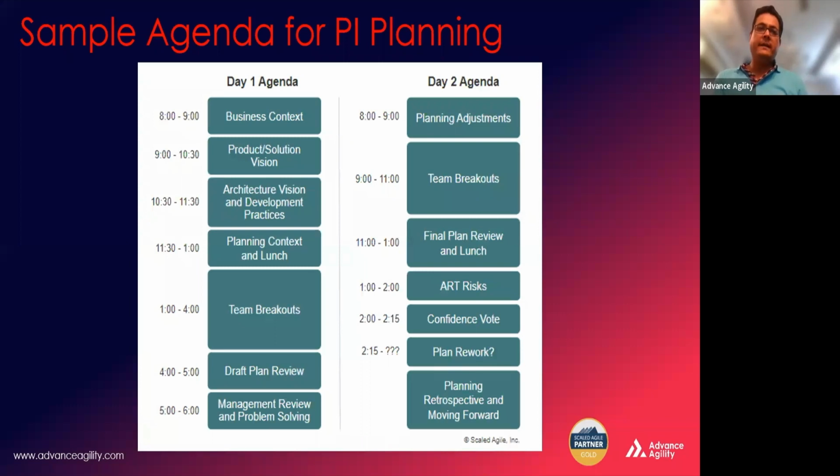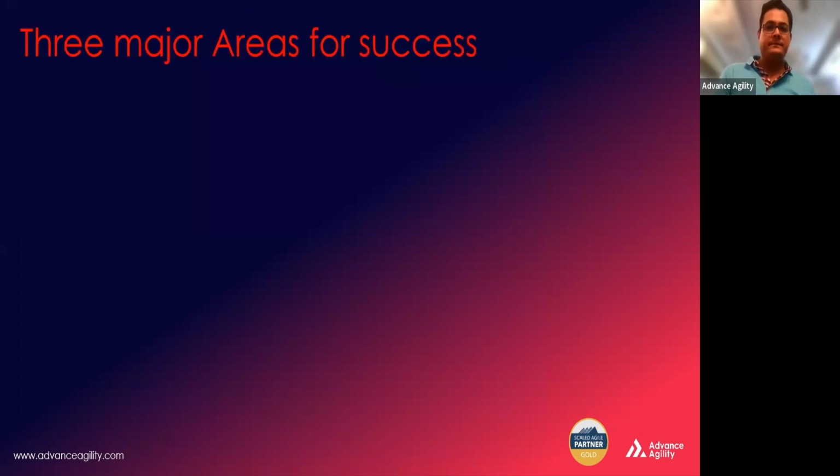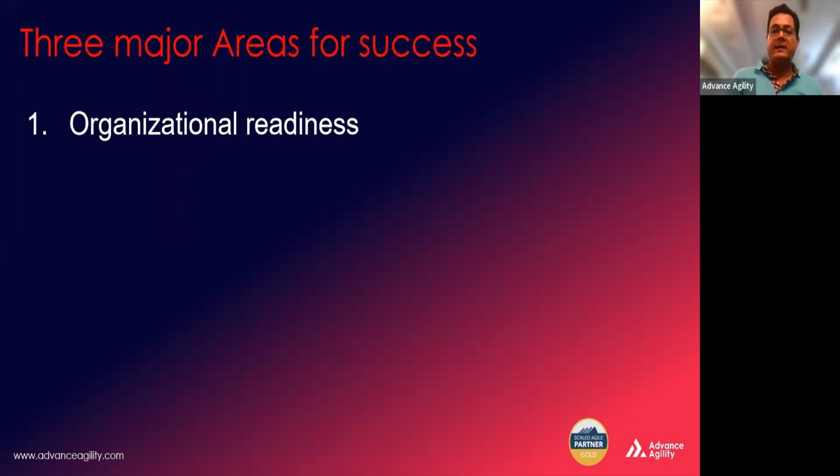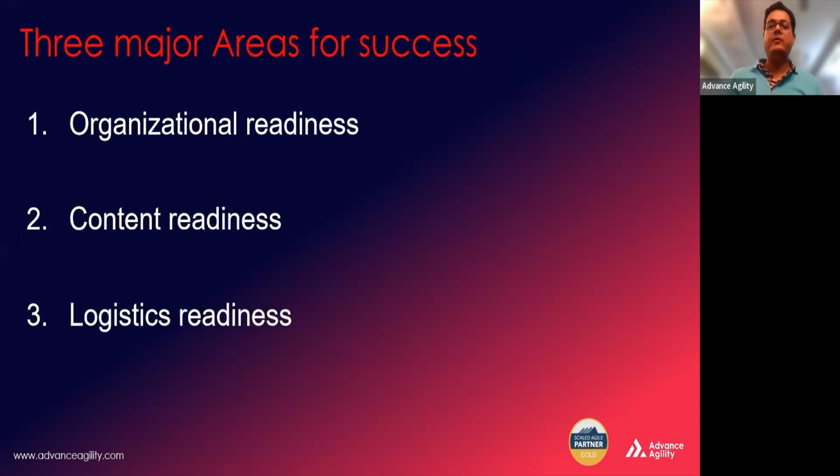Now, this is very important to understand, what's happening during PI planning, so that you can also understand what the inputs are. The major areas for preparation of PI planning are organization readiness, content readiness, and also logistics readiness. We'll talk about these three things in detail in a while.